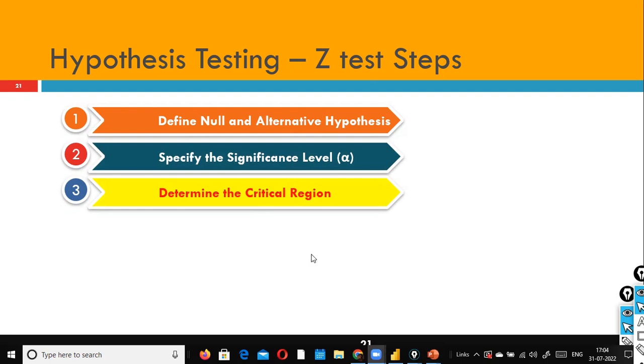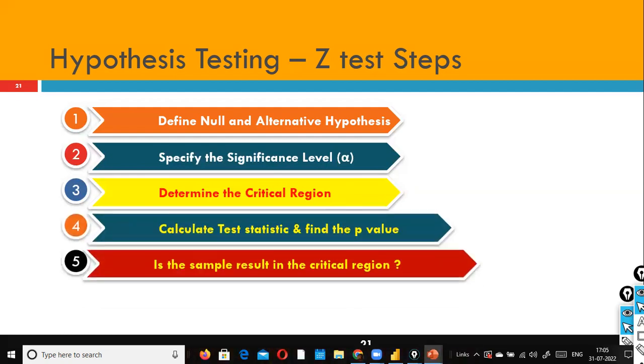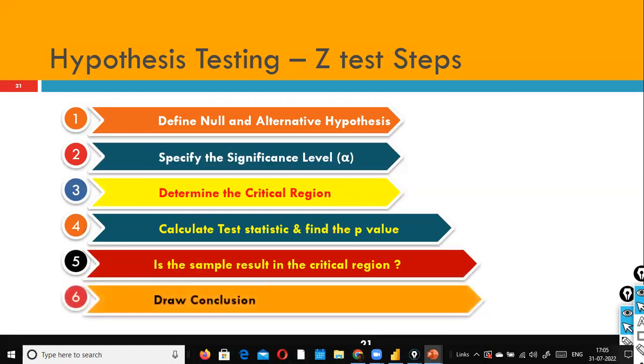The next step is to calculate the test statistic, and find the p-value. And is the sample result in the critical region? If it is falling in the critical region, then you are going to reject the null hypothesis. Or if it is not falling in the critical region, you fail to reject the null hypothesis, and you draw a conclusion.